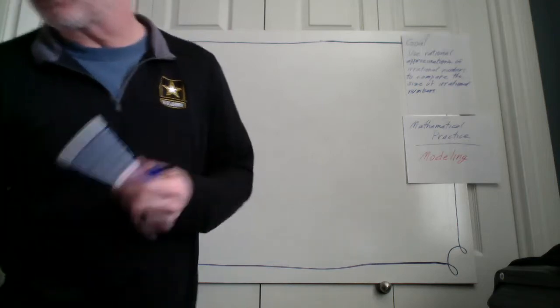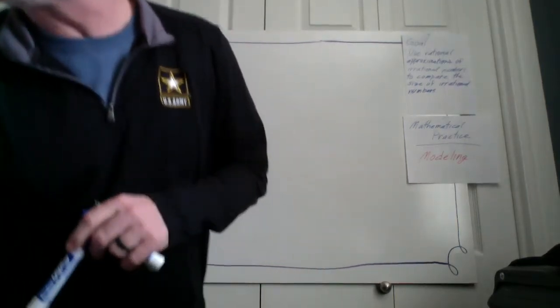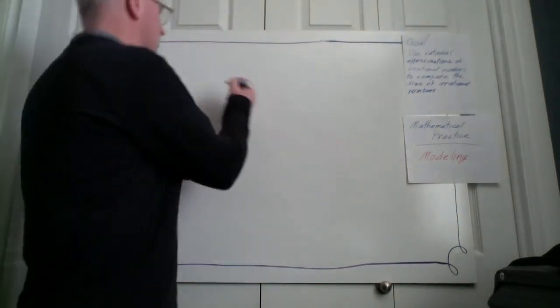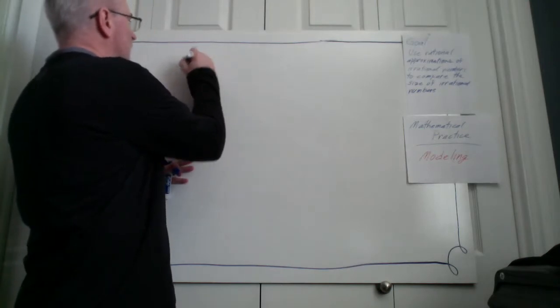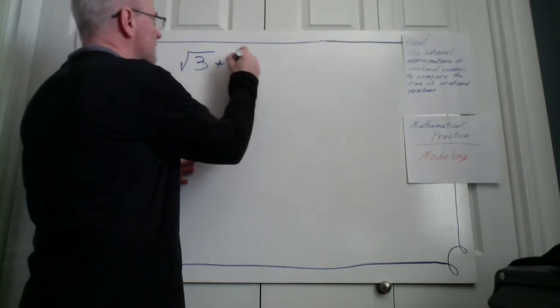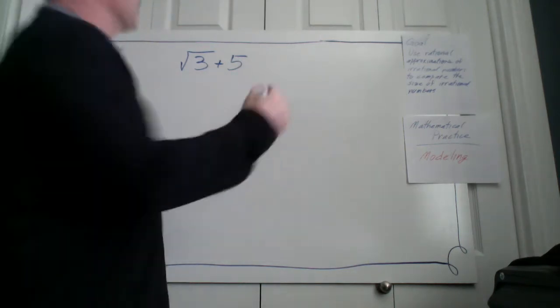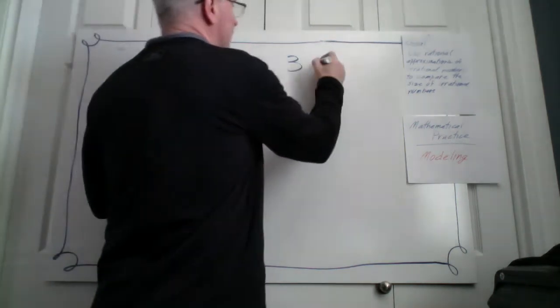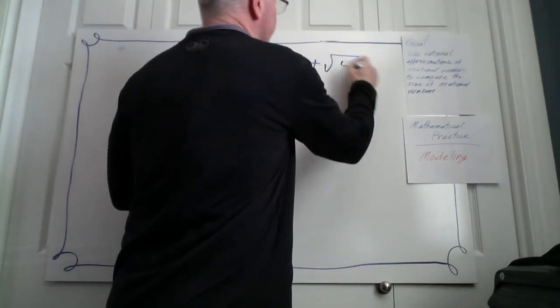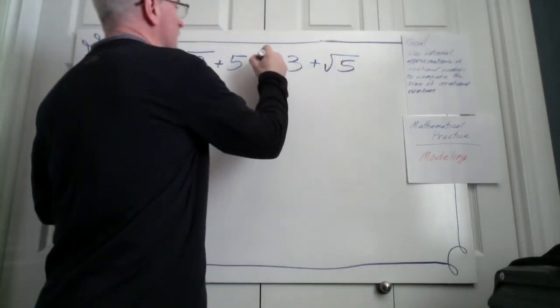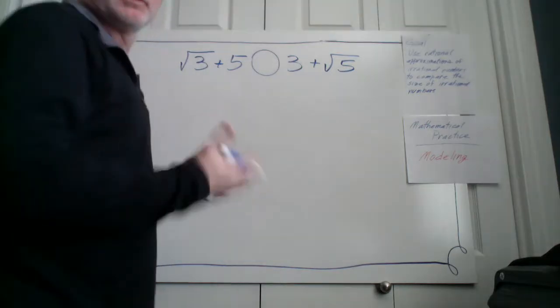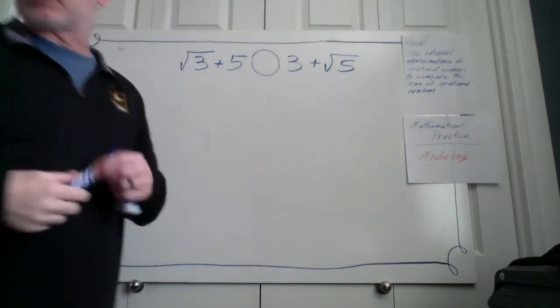So the first question on page 21 asks to compare the square root of 3 plus 5 and 3 plus the square root of 5, and they want to know which one's greater. So really what we're talking about here is comparing.